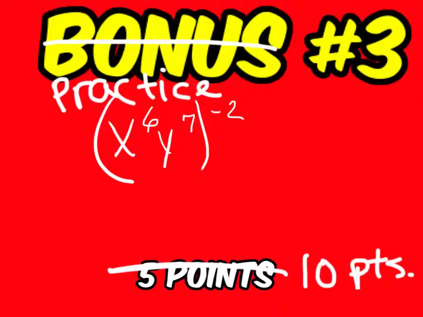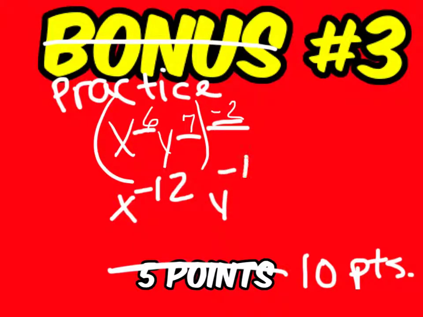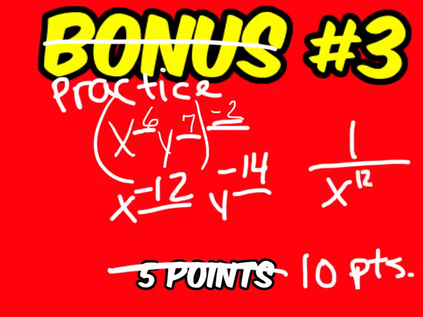We have x to the 6th, y to the 7th, all to the negative 2nd. So x to the 6th times negative 2 is x to the negative 12. And 7 times negative 2 is negative 14. So since both of those are negative, they both go to the bottom. So that's 1 over x to the 12th, y to the 14th.